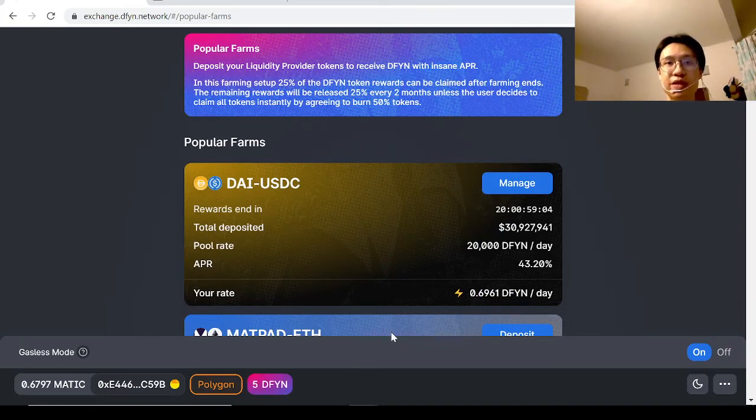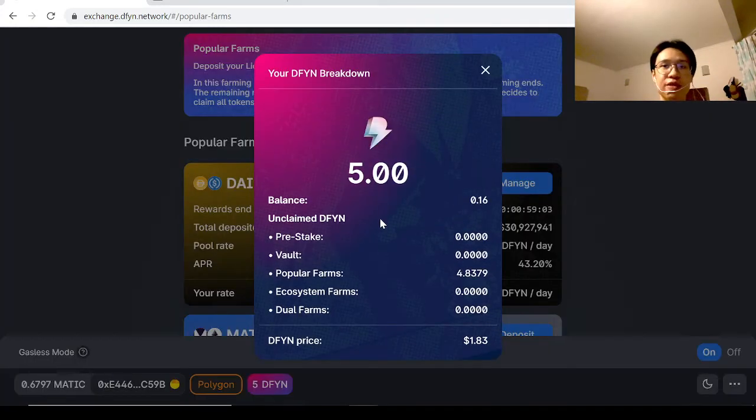So how do I know the value of DeFi? I just click on that, and then you see I've got 5 DeFi. Okay, and the price of DeFi now is at 183. It's coming back. It was at a very low of 1.6 a few days ago.